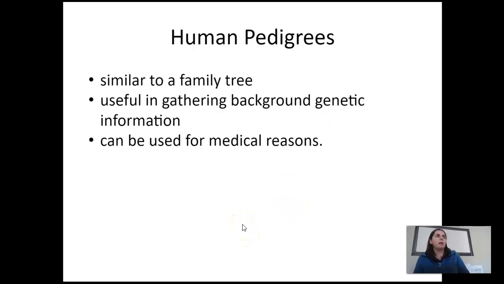Next, we have human pedigrees. This is very similar to a family tree, but it is useful in gathering background genetic information and can be used for medical reasons. We are going to watch a clip of the Alzheimer's family that didn't realize they were all family until a nurse put a pedigree together of all of these patients and figured out that they were actually all distantly related.